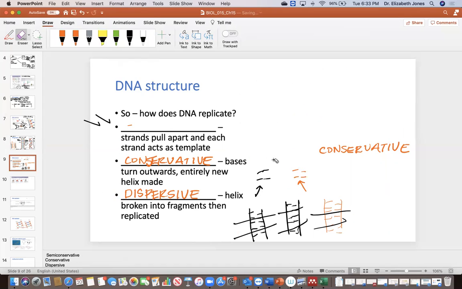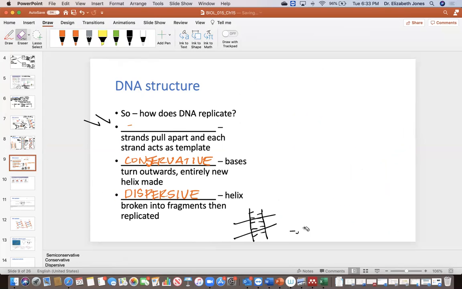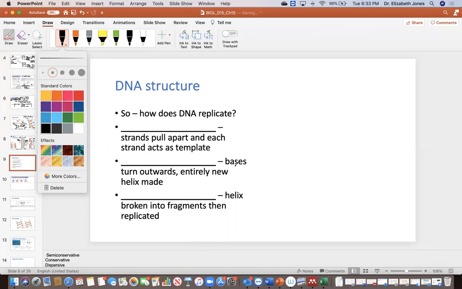So in 1953, when Watson and Crick published their paper describing the structure of DNA, they knew that this structure immediately suggested how DNA might be copied. But there was a bit of a problem, and that problem was that we did not have any experimental evidence to demonstrate how DNA was copied. And so there were really three hypotheses for how DNA might get copied.